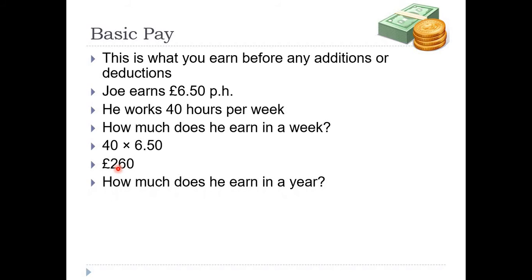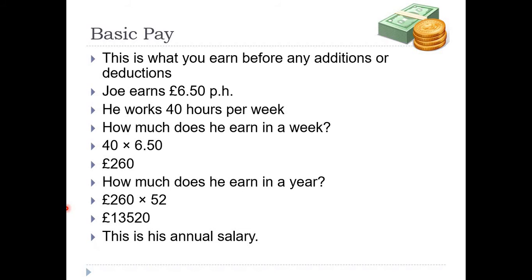So how much does he earn in a year? Then we take our weekly payment, and multiply that by 52. So there are 52 weeks in a year. So if in 1 week he gets paid £260, we multiply that by 52 to get £13,520. So a decent amount to take home at the end of each year. And this is his annual salary. So this annual means every year.